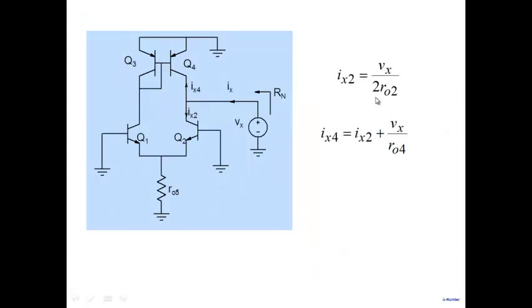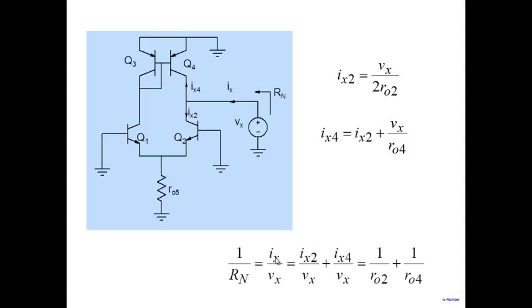Alright, so we get a value of IX4 and we have an expression for IX2. And now we put them all together. IX2 is Vx by 2R02. IX4 is IX2 plus Vx by R04. 1 by Rn was Ix over Vx here. So we put both of them together. And finally, we get a very simple result, which is that Rn is nothing but the parallel combination of R02 and R04.